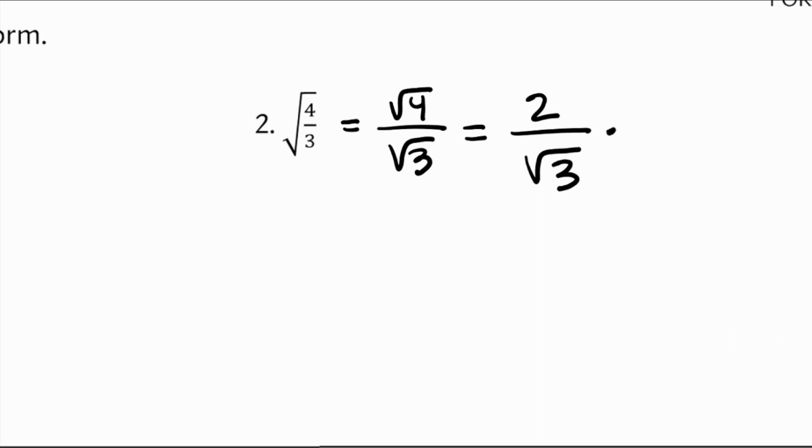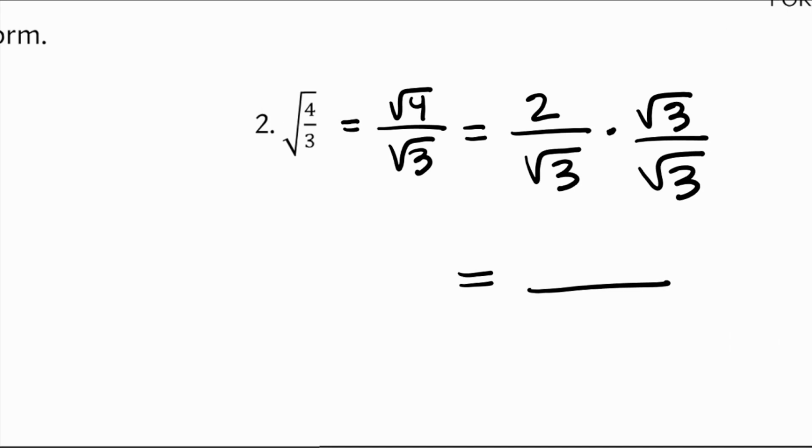So we just got to multiply this by square root of 3 over the square root of 3. And remember that root 3 times root 3 is just going to be 3. Let's say that's 2 root 3 over 3. That's our answer.